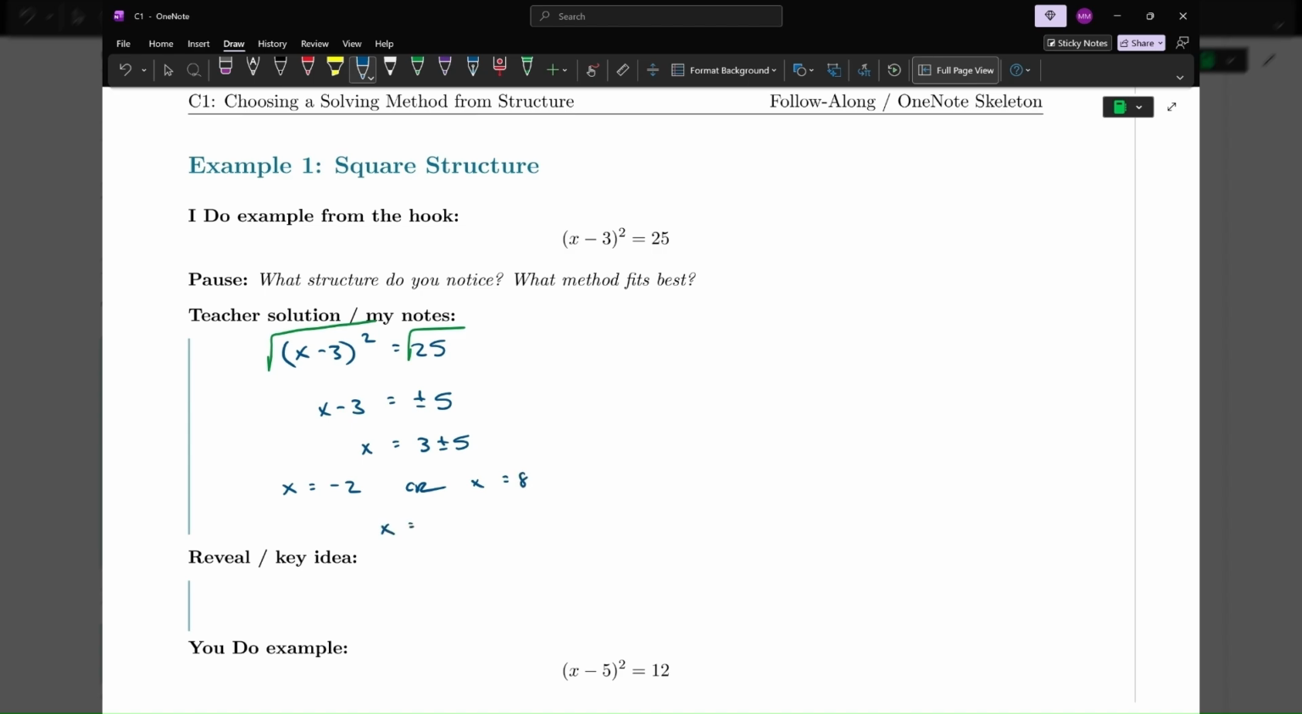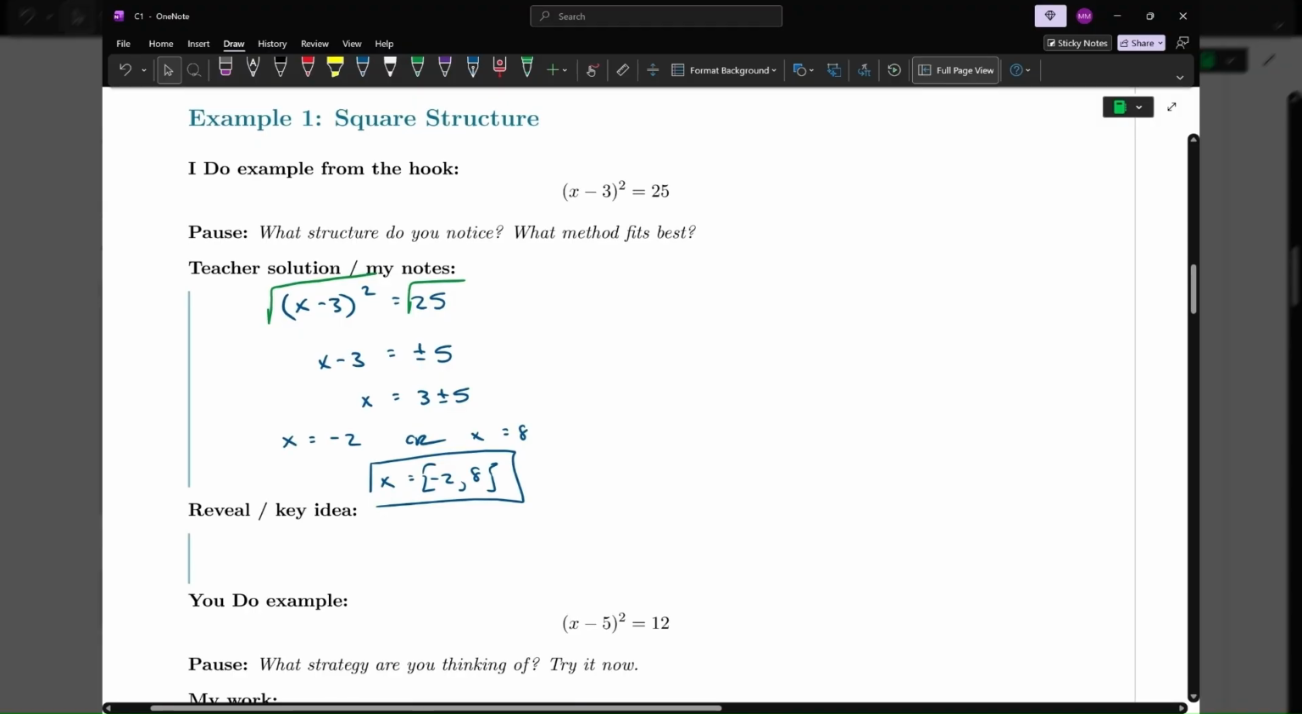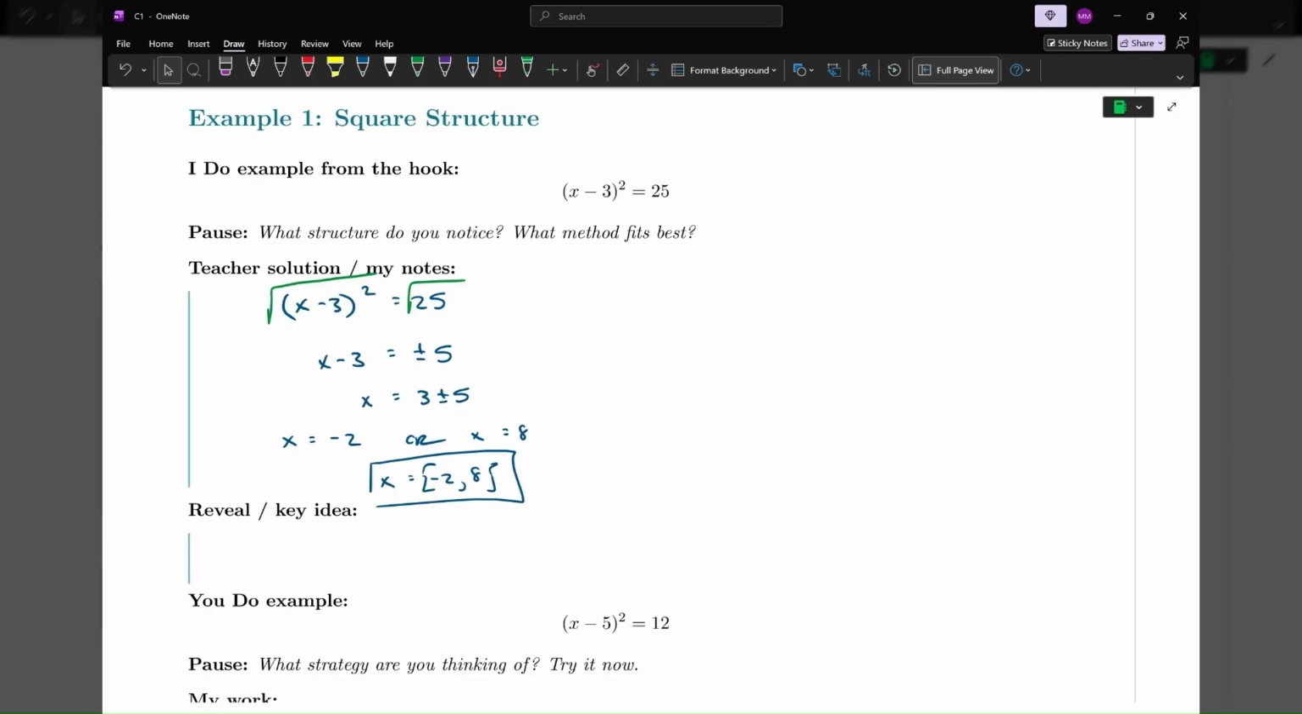And at the end here, I'm just going to collect those answers. So x equals negative 2 or 8, the end. There we go. So I saw a square structure and I let it lead the way. There's one for you at the bottom there. You can see x minus 5 squared equals 12. I want you to do the same thing. To yourself as you're doing this, what structure do you notice? How are you going to use that to help you solve the question? Let's try it now.